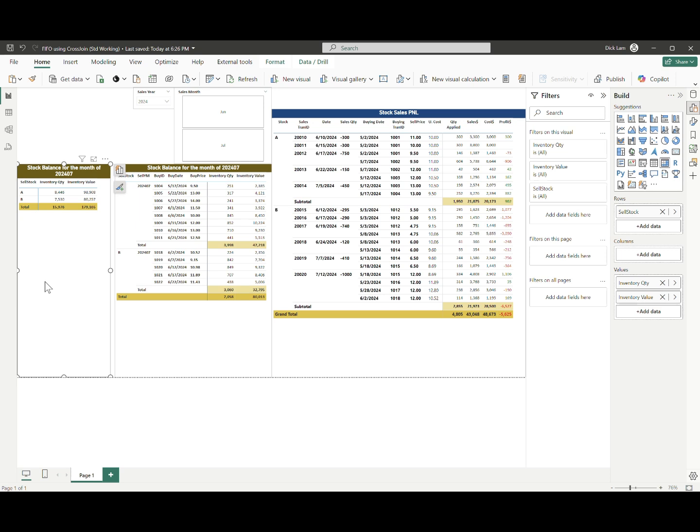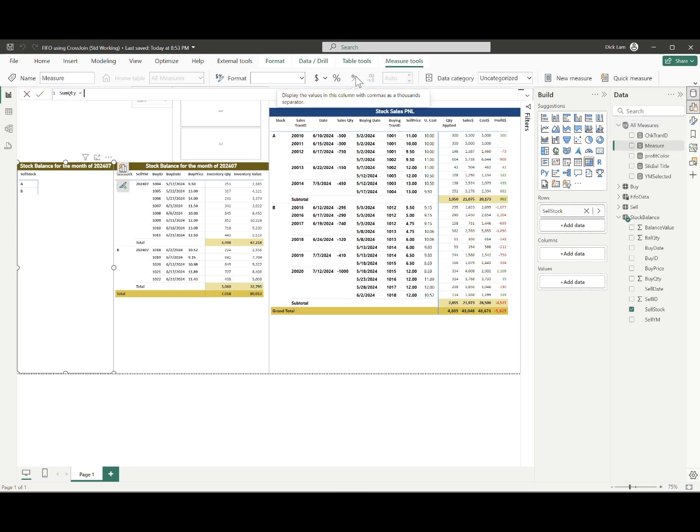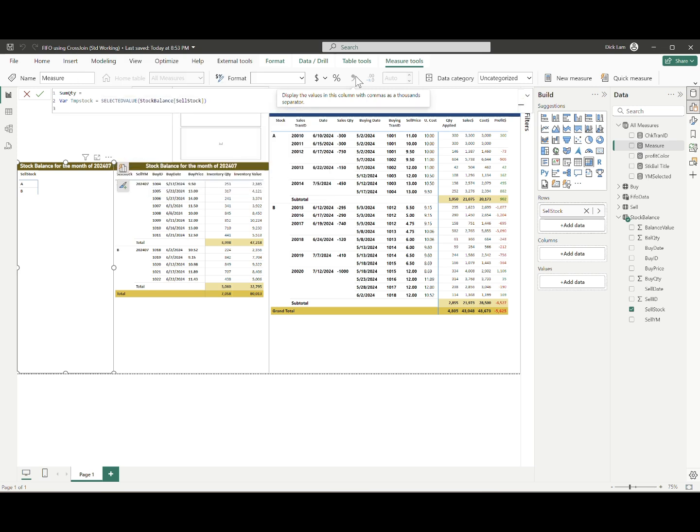I'm going to create two measures, which are calculating the inventory quantity and inventory value. Okay, let's create a new measure. I call it sum quantity. All right. Temp stock equal to selected value, sell stock. All right, and then the temp ID, we need to find out the sell ID. Sell stock equal to temp stock, and the sell YM less than or equal to the YM selected. Okay, and return.